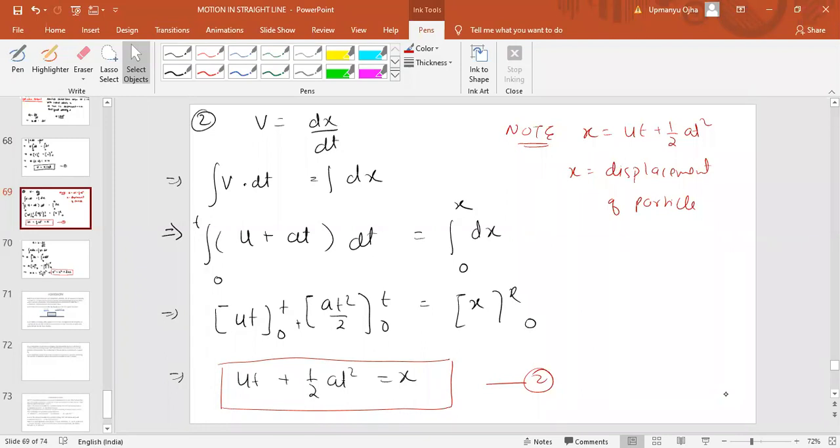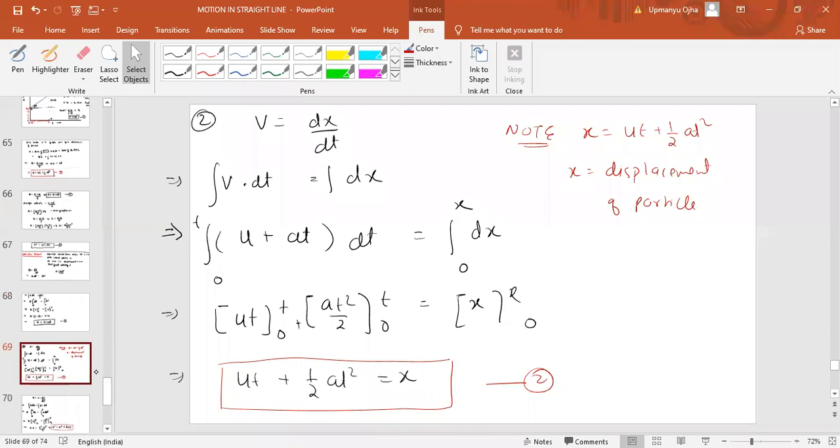X is not the distance. I'm telling you, in all the equations, x is the displacement, not the distance covered. Wherever I'm writing x or s, I think in the graphical method I wrote x. So s is what? Displacement. X is also displacement. Okay.